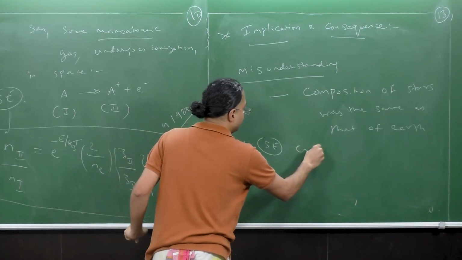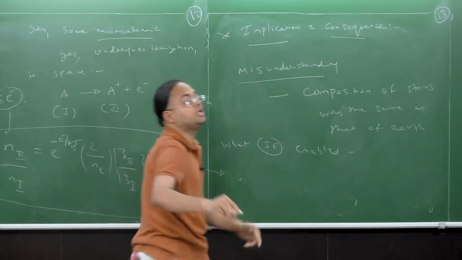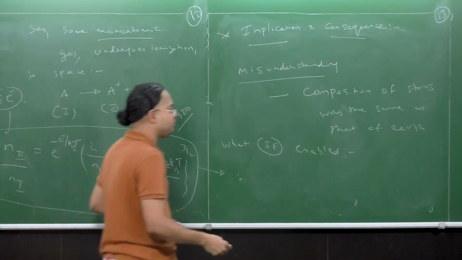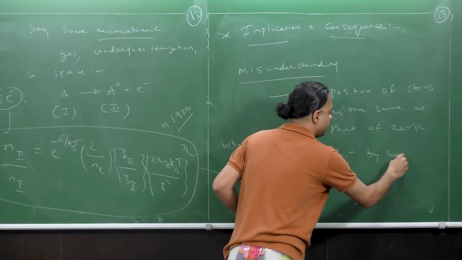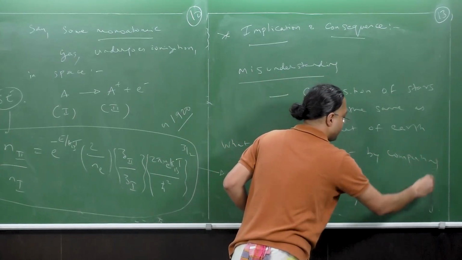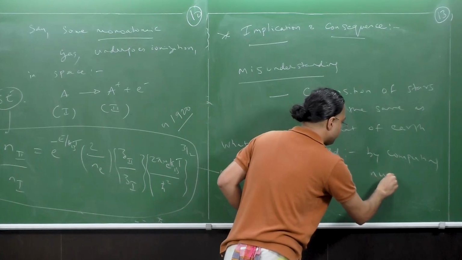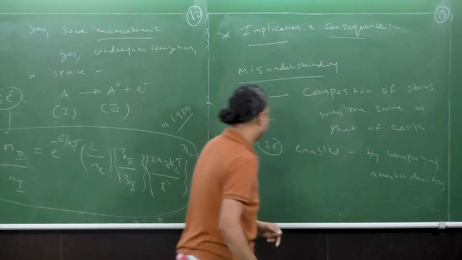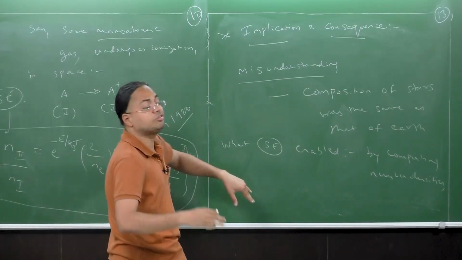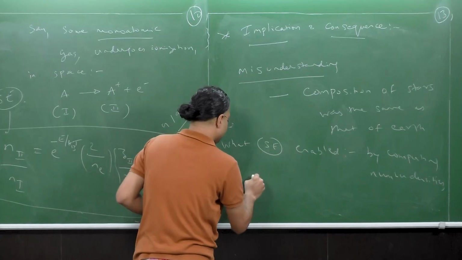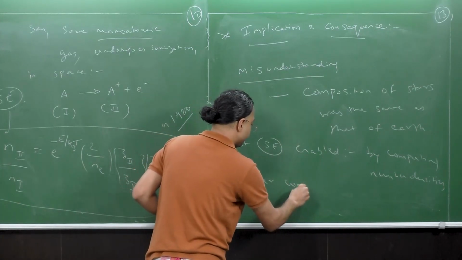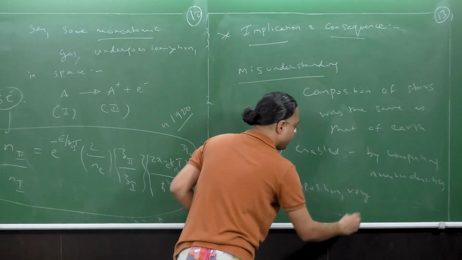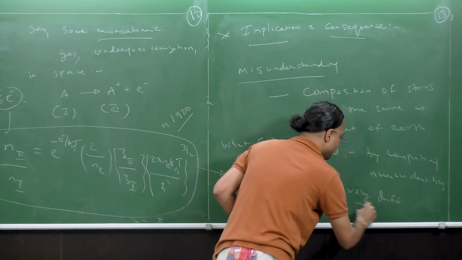What the Saha equation enabled, and how did it enable? By computing the various number densities. It enabled us to see that the compositions of the stars are very different.